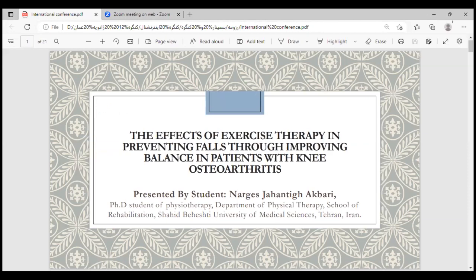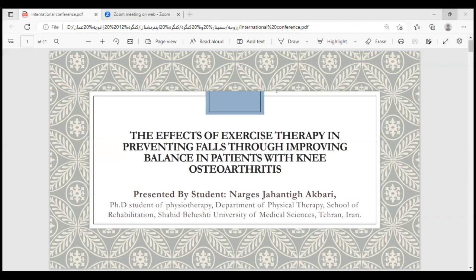In the name of God, my presentation is about the effects of exercise therapy in preventing falls through improving balance in patients with knee osteoarthritis. In this slide, we see a patient with knee osteoarthritis. Also, we see damage to the joint surfaces in the knee in this picture.